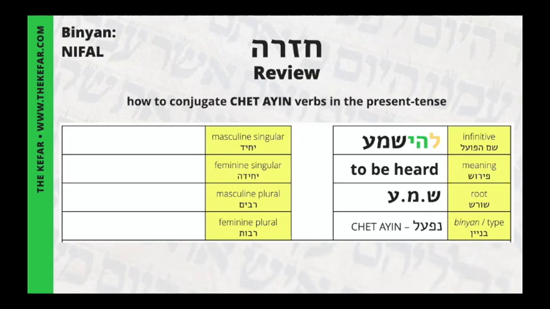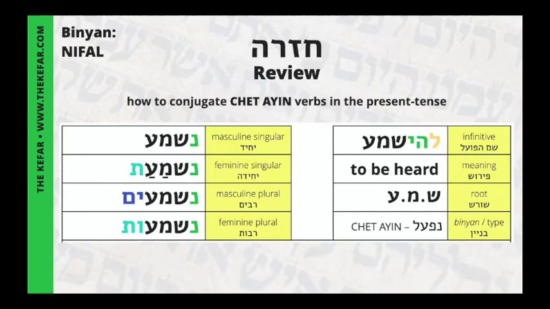And we know that all nifal verbs in the present tense start with nun, and our masculine singular sound pattern is ni'a. So with the letters of our root, that becomes nishma. And the feminine singular is nishma'at. Okay, so keeping that a'a sound that makes this different from regular nif'al verbs. Masculine plural is nishma'im, and feminine plural nishma'ot. Okay, so nishma, nishma'at, nishma'im, and nishma'ot.